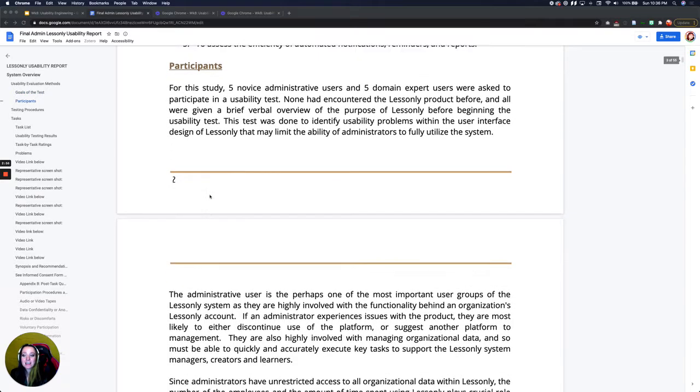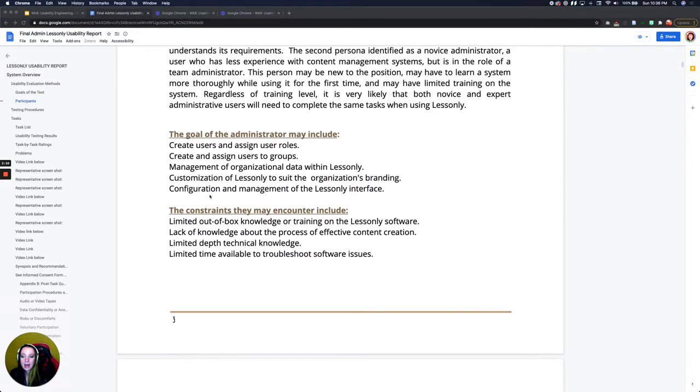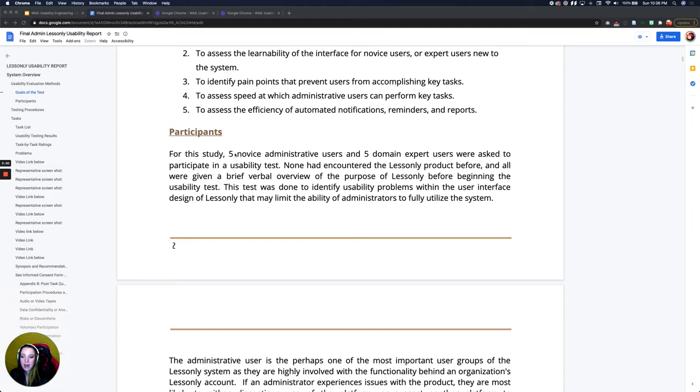They identified their participants, which I will say they tested with 5 novice, which means new users, people who had never used the system before, and 5 domain experts, which means people who have used the system or similar systems before.